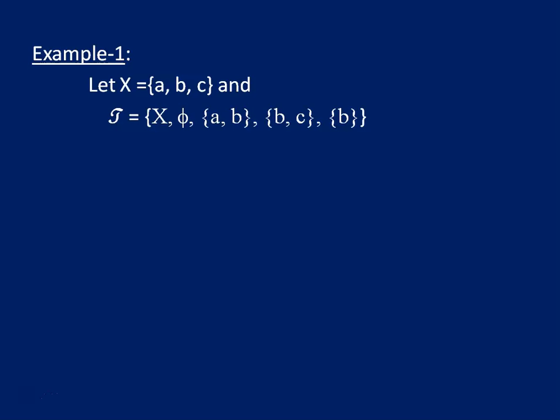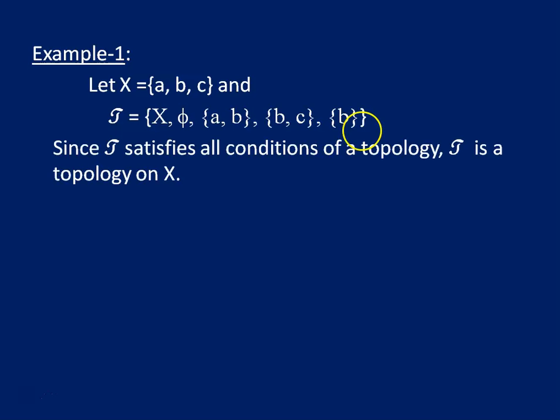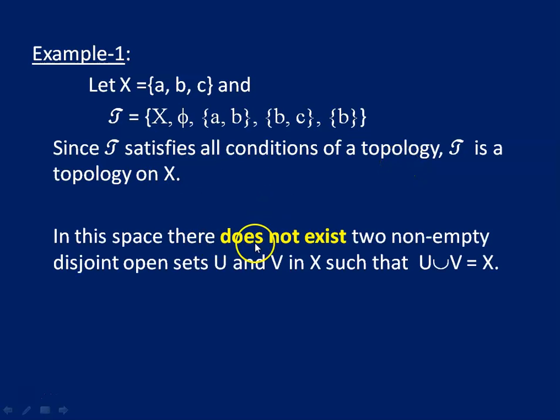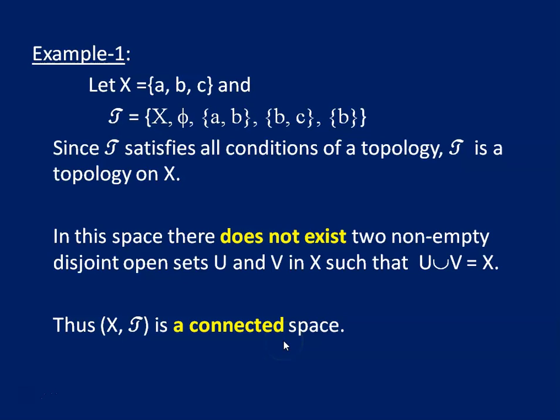Now let us check whether this topological space is connected or not. In this space, there don't exist two non-empty disjoint open sets U and V such that U union V is equal to X. Because here we have an open set {A, B} and another open set {B, C} whose union is X, but these two open sets are not disjoint. And we cannot find two non-empty disjoint open sets whose union is the whole space. So in this case, there doesn't exist any separation on X. So the space is connected because a space is connected if there doesn't exist any separation.